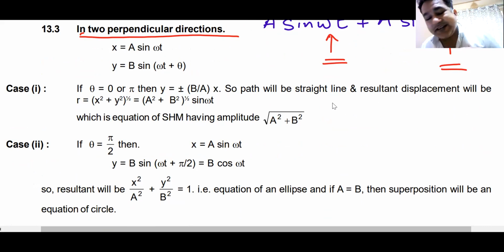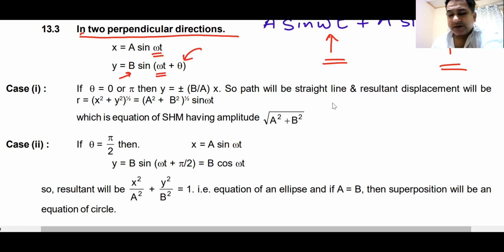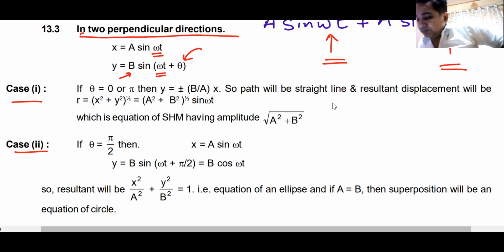Again, there are many cases possible here. They can have the same frequency. They can have different frequencies. We are going to do the simpler of those, same frequencies. So the frequencies are the same, omega, omega. The phases are different, doesn't matter. Amplitudes are different, doesn't matter. Now again, in this, there are cases. What is case number one? Theta is 0. Their phase difference is 0.